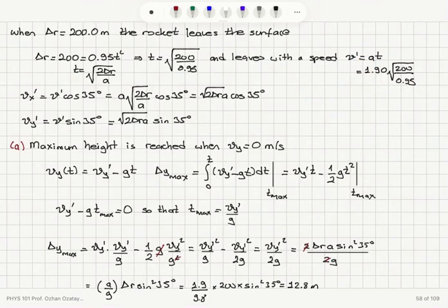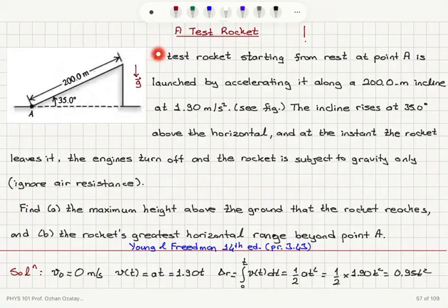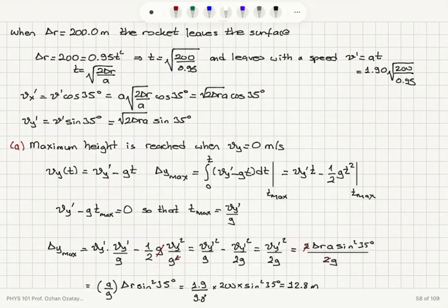When we leave with a velocity here, it will have an x component and a y component. The x component is v prime cosine 35, and the y component is v prime sine 35, with v prime equal to a times the square root of 2 delta r over a. Cosine gives us the x component, sine gives us the y component.